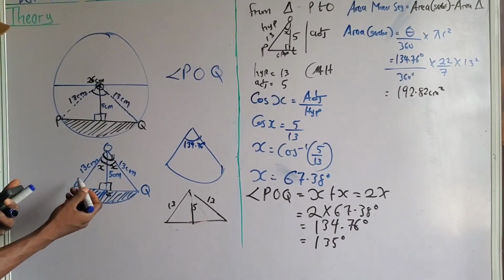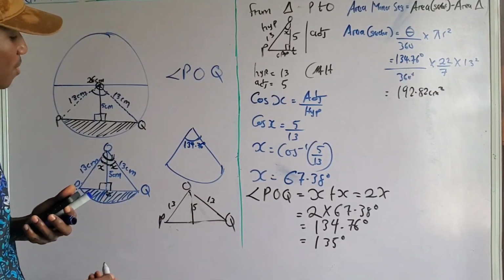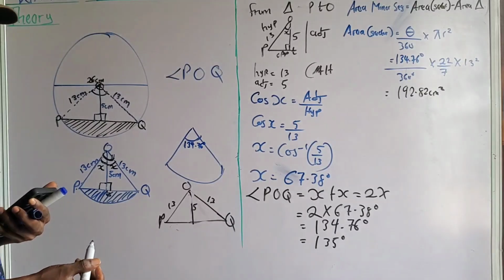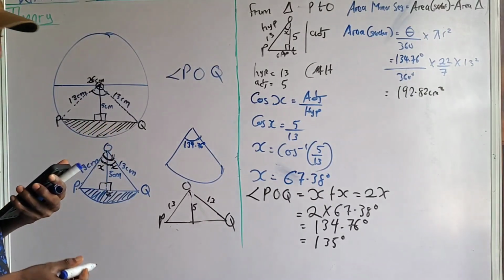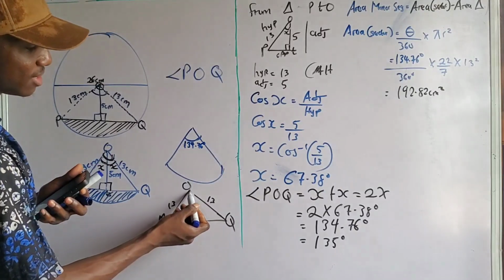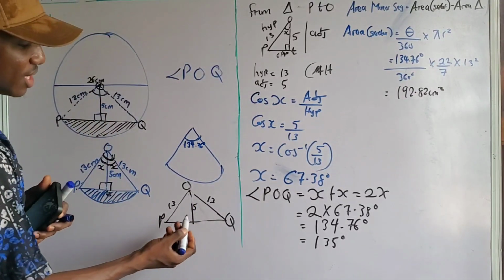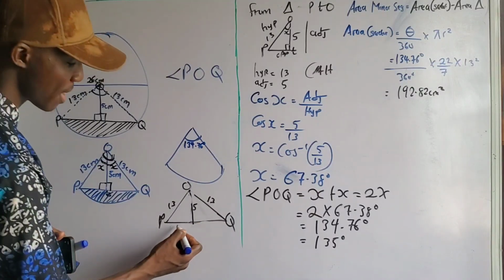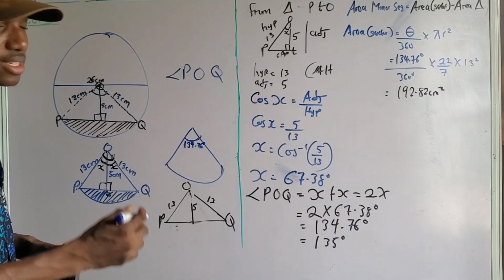I just bring out triangle POQ. We are told in the question that the total distance between the diameter and this chord is 5 centimeters, which means the line that divides the chord into 2 equal parts comes from the center, right? So if that line divides the chord into 2 equal parts, this part will be a length, and this part will also be a length. They are of the same length.